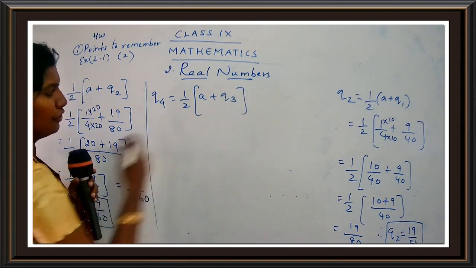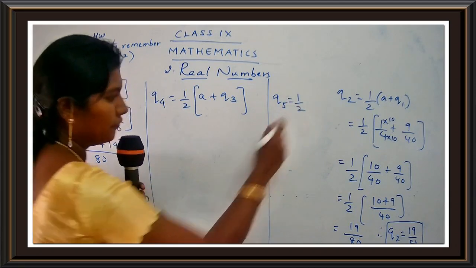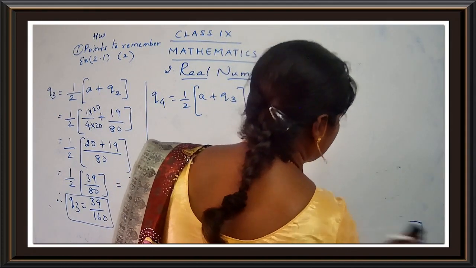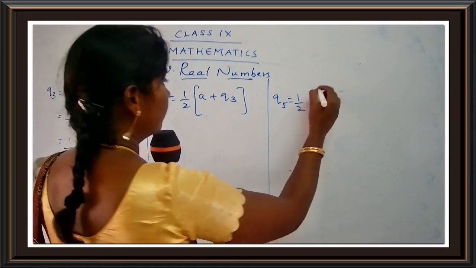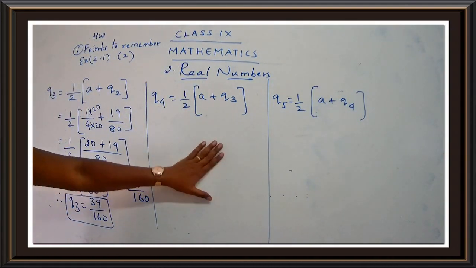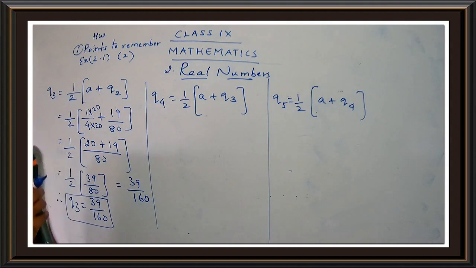So what is the formula that you are going to use? Half of A plus Q3 for Q4, and for Q5 we are going to use half of A plus Q4. Okay children? First you complete Q4. Once you get the answer for Q4, you have to find Q5. Come on, do it. You have to be quicker, children.